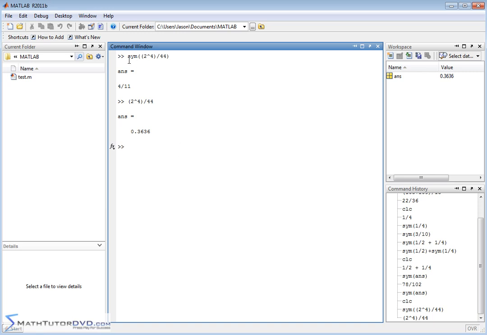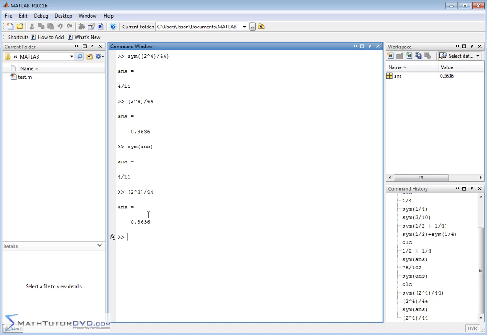So the first time we asked MATLAB, give us a symbolic representation of this calculation, so it's going to try to keep it in fractional form. Second time we said, okay, forget about the symbol, just give us the decimal. And of course, since now the last answer is 0.3636, we can do symbol last answer, which is now going to take the last answer and try to convert it to a fraction for us, and we're going to get an answer of 4/11.